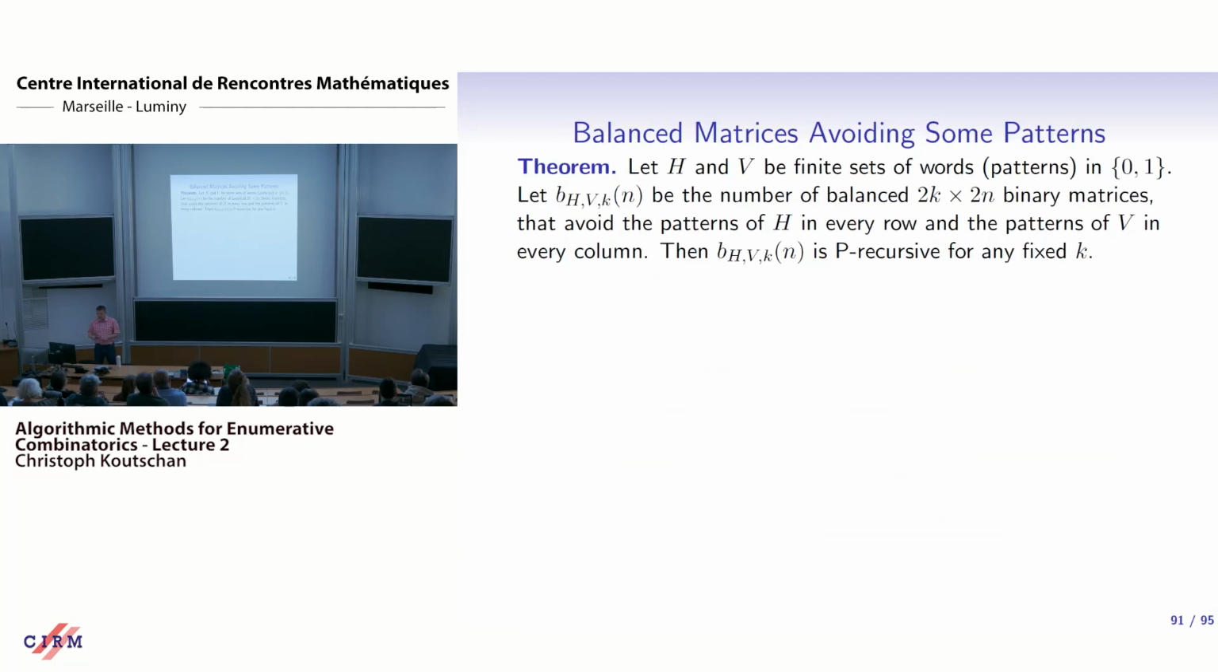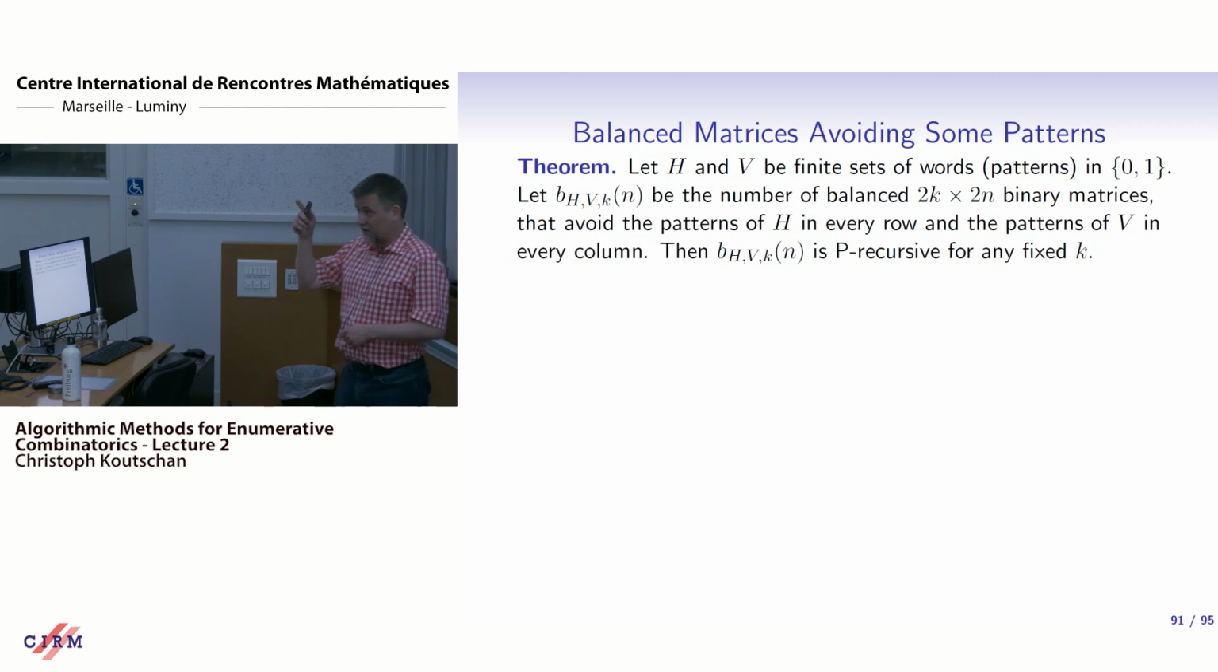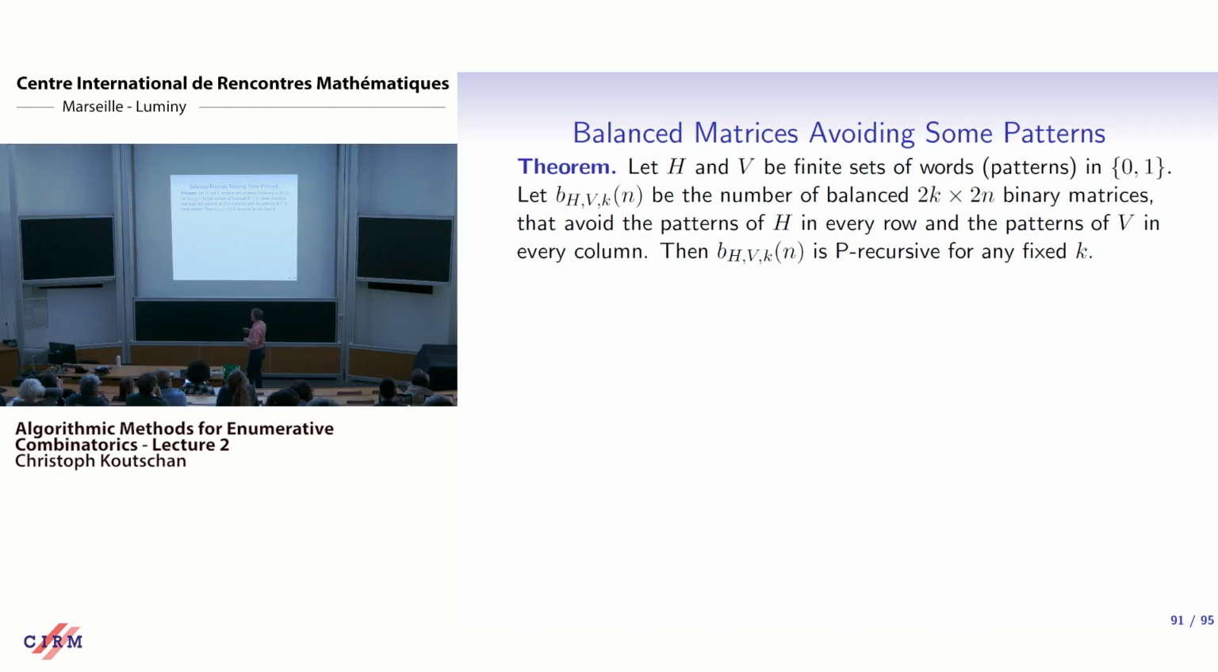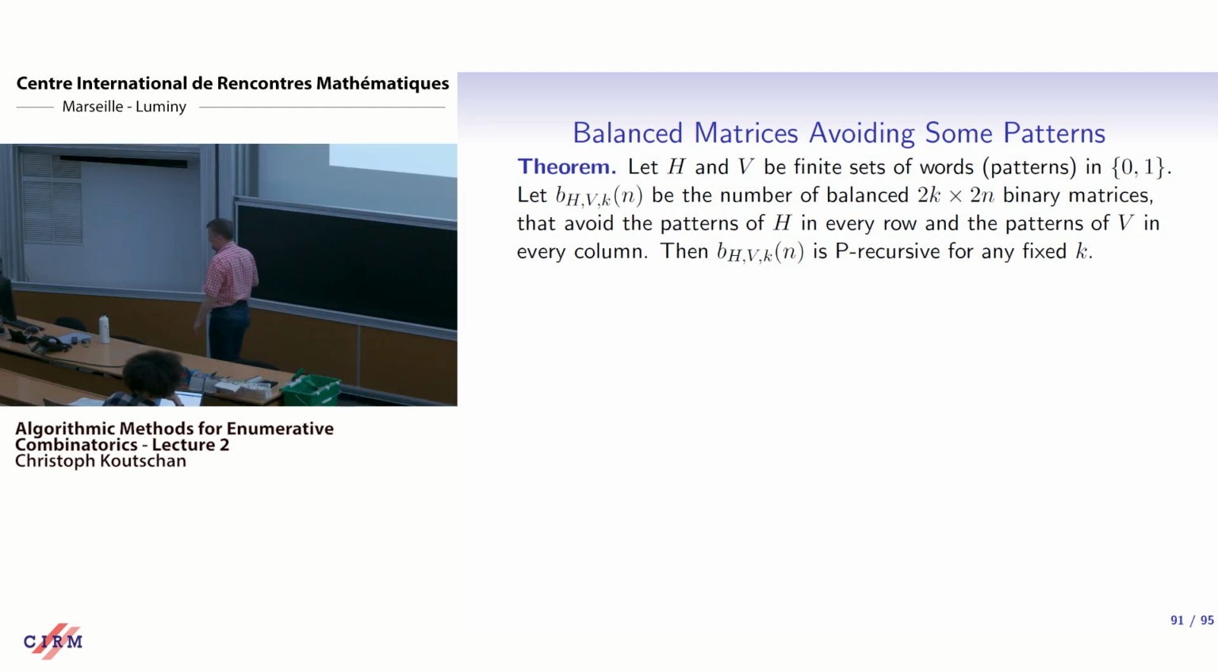And last slide, if we add the condition, as it was in the puzzle, that certain patterns are disallowed. So we define two sets of patterns, H and V. In the example that we had with the puzzle, they were the same, but they could be different patterns in 0, 1. And we have B of n, the number of balanced 2k times 2n binary matrices that avoid horizontally the patterns in H and vertically the patterns in V. Then also this sequence is a p-recursive sequence.